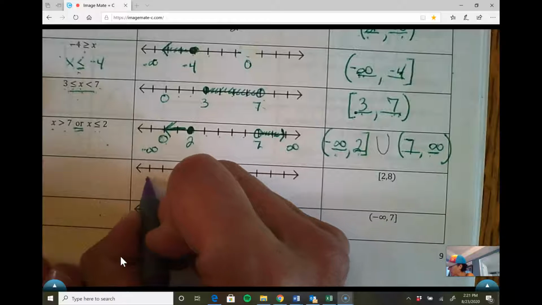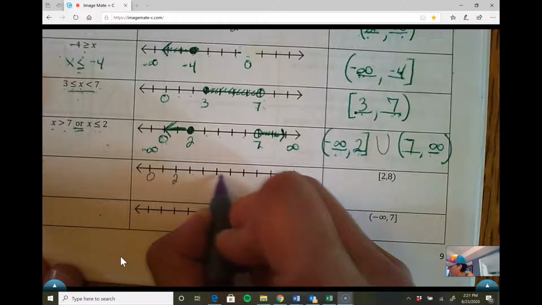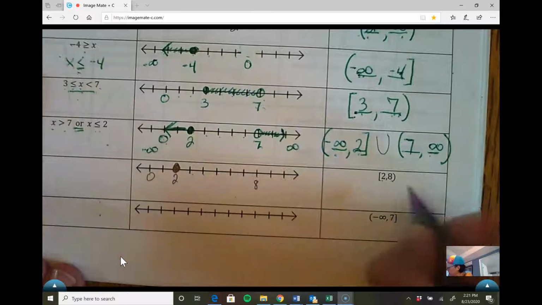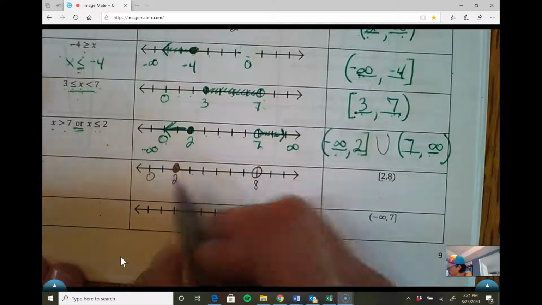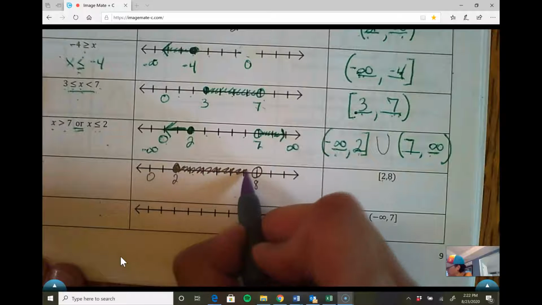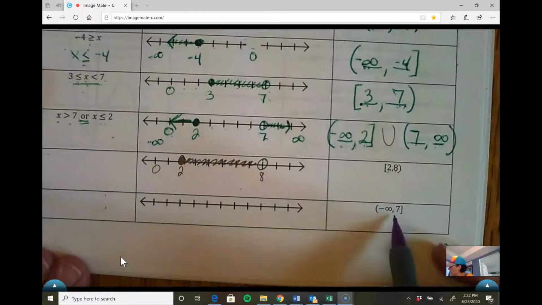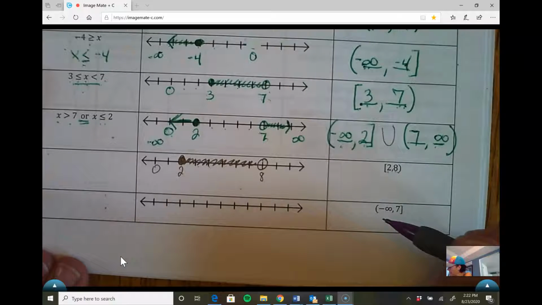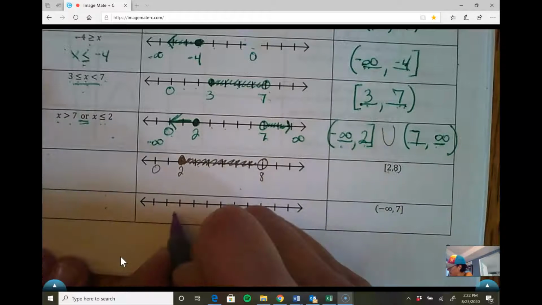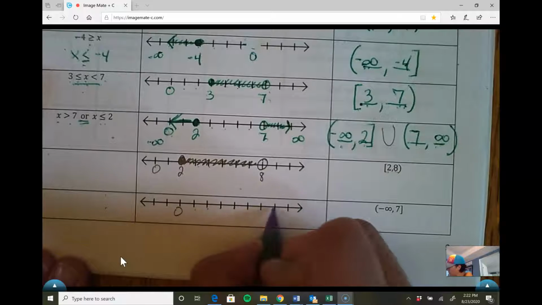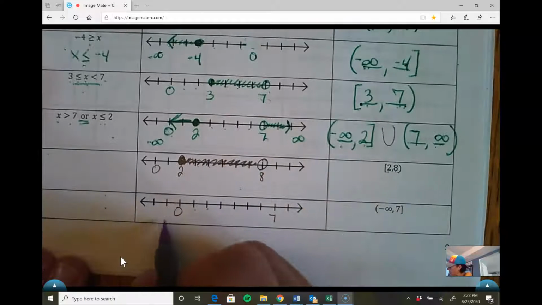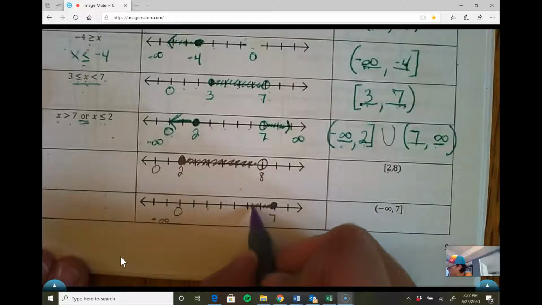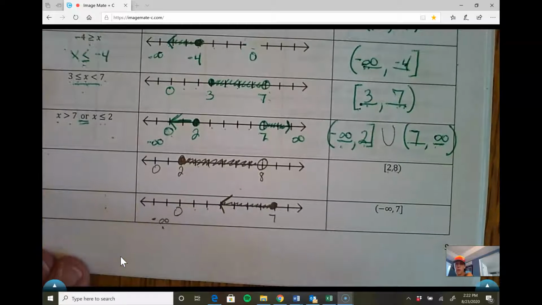So again, let's say this was 0. Here's 2, 3, 4, 5, 6, 7, 8. The 2 I should include, the 8 I should not include because of the parentheses, and anything in between. And then in this one, I'm saying anything going smaller than 7 and including 7. So if this is 0, 1, 2, 3, 4, 5, 6, 7. So if negative infinity is over here, I'll include 7, but then it'll just keep going and it'll never end because we're going to infinity.